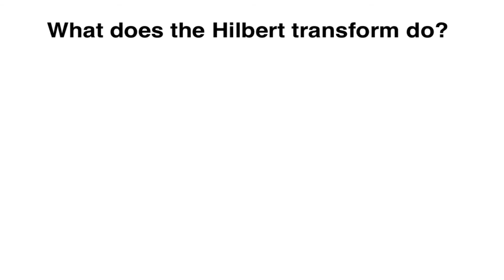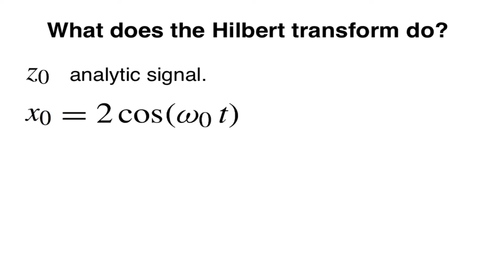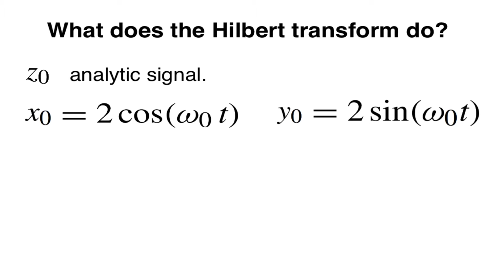We're now ready to define the analytic signal. Let's call it Z0 for our simple example. Using the expressions for X0 and Y0 that we found in the previous videos, and Euler's formula, what do we find? Well, Z0, our analytic signal, is equal to our original signal X0 plus i times the Hilbert transform of the signal, which we called Y0.